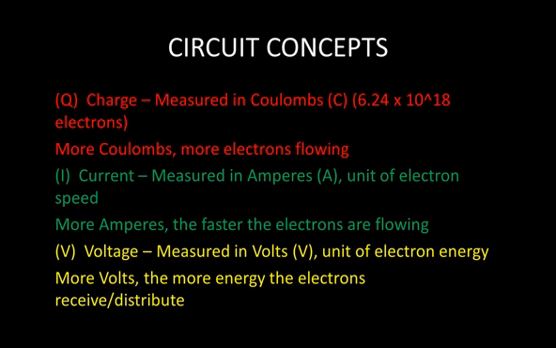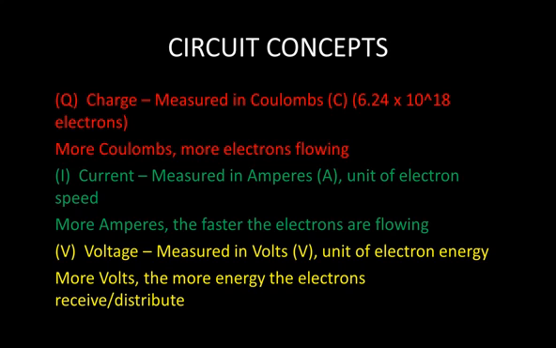Now, why do we have this charge coulomb thing? Well, when discussing electrons, each of these electrons is so small and the energy is so insignificant that we need to measure each unit in large numbers of electrons. So charge is basically a measure of how many electrons there are. The more coulombs, the more electrons there are that are flowing.